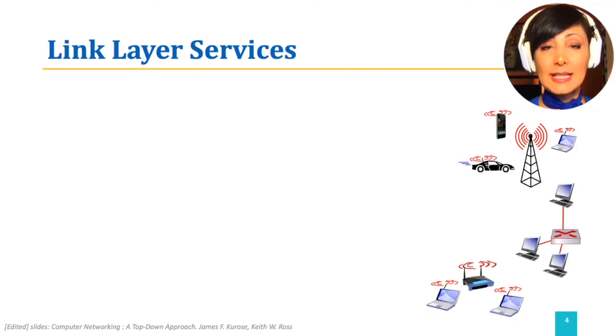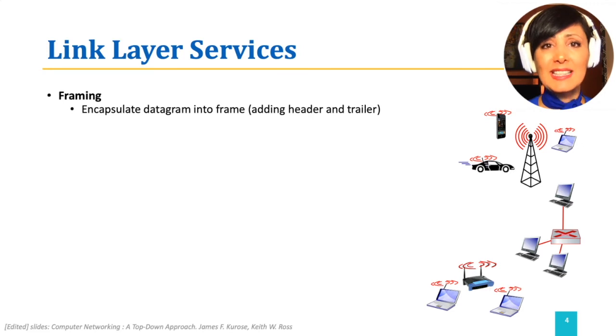We said the link layer protocols for each link type are different. The services provided for each link layer protocol are also different and tailored to the specific link type. Framing and link access are the common general services. Framing is encapsulating the datagram into a frame with adding the required headers and sometimes trailers. Headers are the fields preceding the datagram, and trailers are the fields following it in the bit sequence.